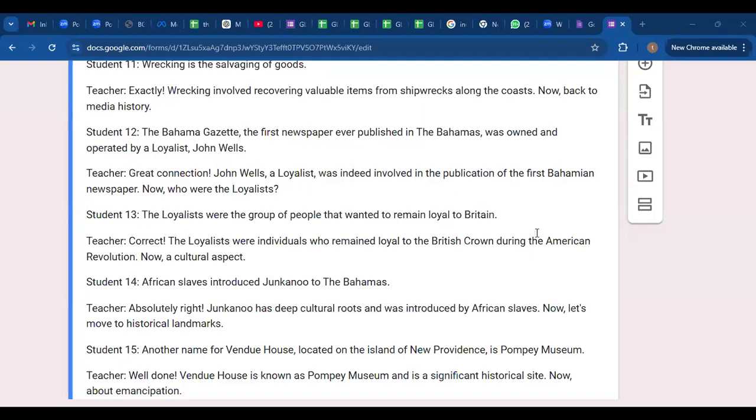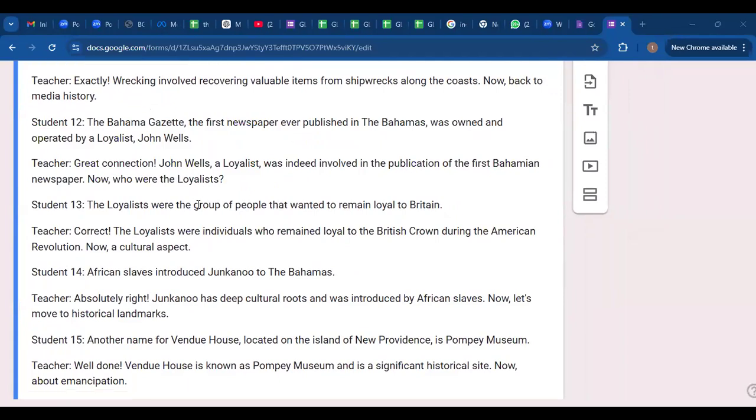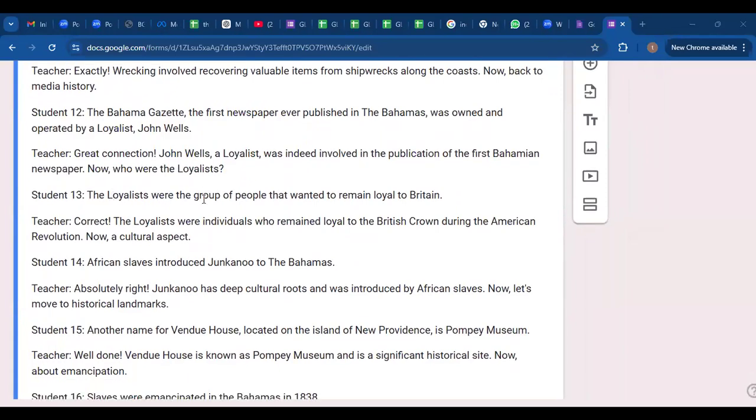Great connection. John Wells, a loyalist, was indeed involved in the publication of the first Bahamian newspaper. Now, who were the loyalists? The loyalists were the group of people that wanted to remain loyal to Britain. Correct. The loyalists were individuals who remained loyal to the British Crown during the American Revolution.